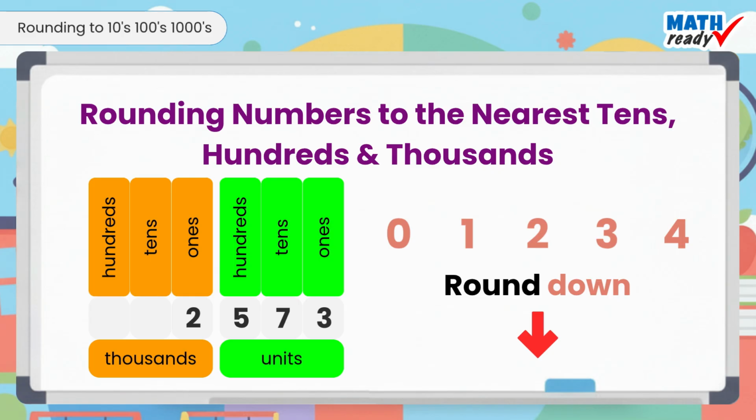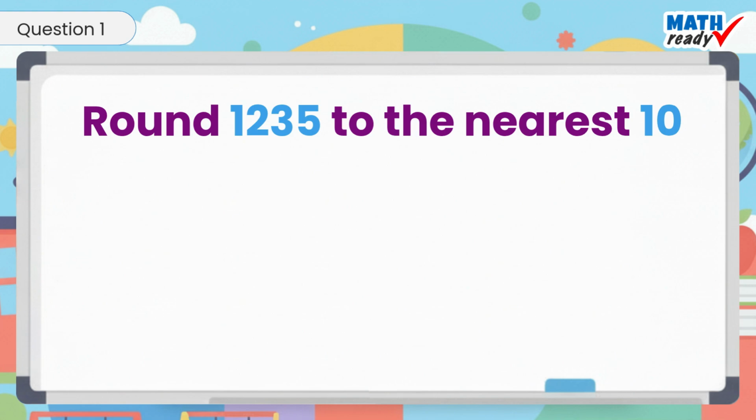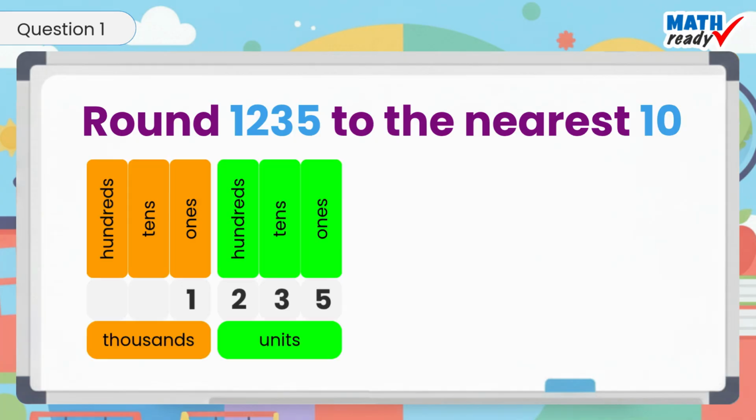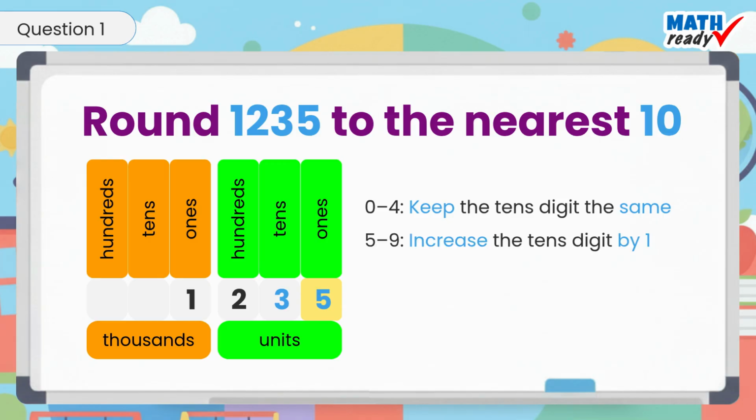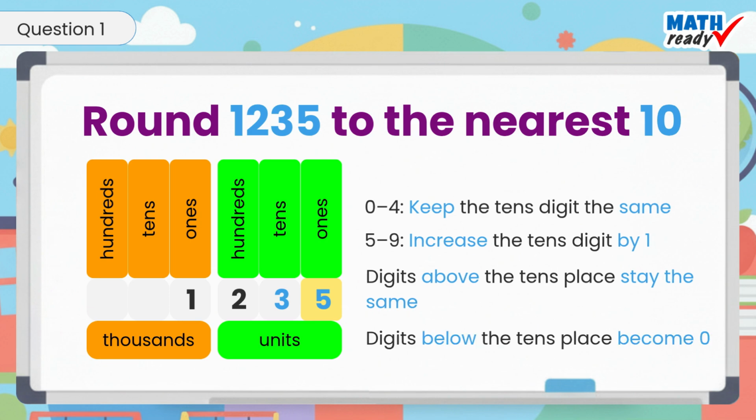Let's have a look at the first example. Round 1235 to the nearest 10. We can see that our number has a 3 in the tens place and a 5 in the ones place. When rounding to the nearest 10, we look at our digit in the place value below it, in this case, the ones place. If it is a 4 or less, then the tens place digit stays the same. If it is a 5 or more, then the tens place digit is increased by 1. Digits above the tens place stay the same, and the digits below it are replaced with a 0.